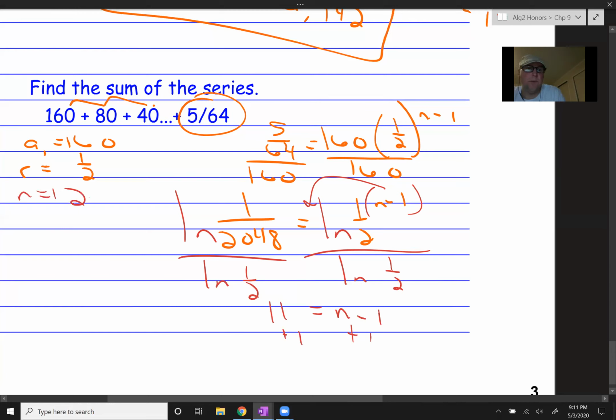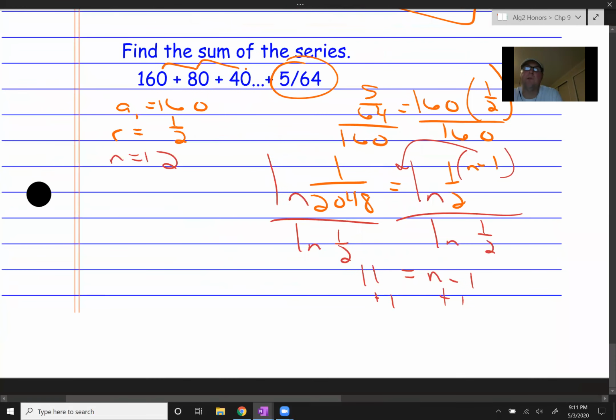All right, pretty cool. So we have 12, and then we just want to stop and put everything back in so we can figure out what we really, really want out of this whole thing. So that's 160. 1 minus 1/2. We're going to take that to the 12th power over 1 minus 1/2. So we can get our final answer, the sum of the first 12 terms.